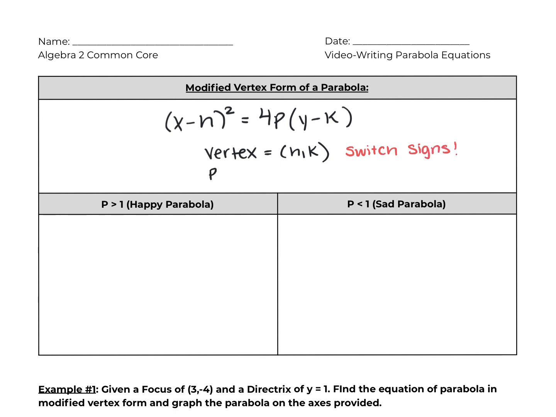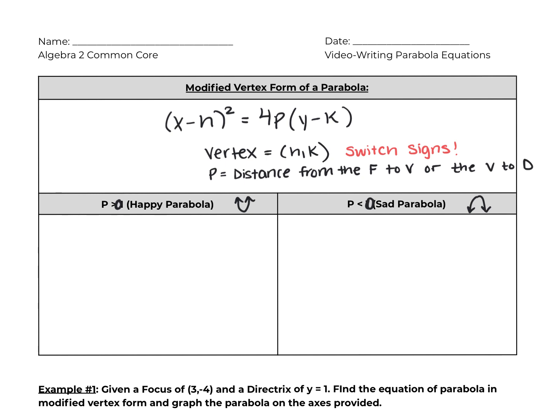And p is your distance from the focus, I'm going to put F for focus, to the vertex, V for vertex, or the vertex to the directrix. Now remember, if we have a p-value that's greater than 0, it shouldn't be 1 here, it should be a 0, so where p is greater than 0, that means we have a happy parabola. And if p is less than 0, we have a sad parabola.